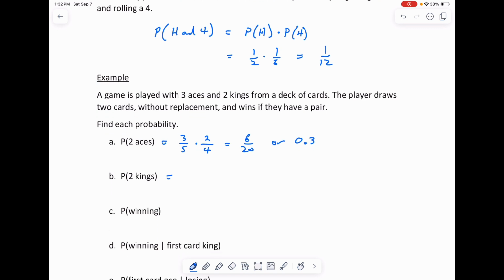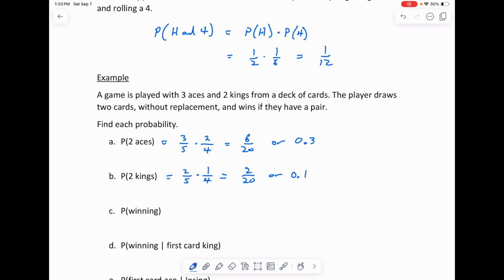All right, 2 kings, similar idea. There are 2 out of 5 to begin with, but again, assuming then that the first card is a king, there's only 1 left out of the 4 cards remaining. So there's a 2 out of 20 chance of getting a king, which would be 0.1.